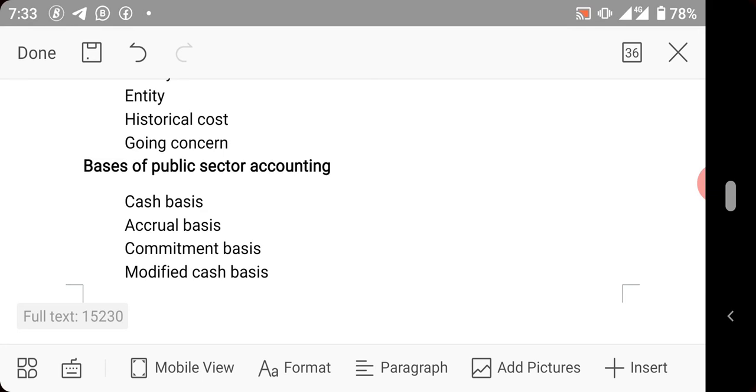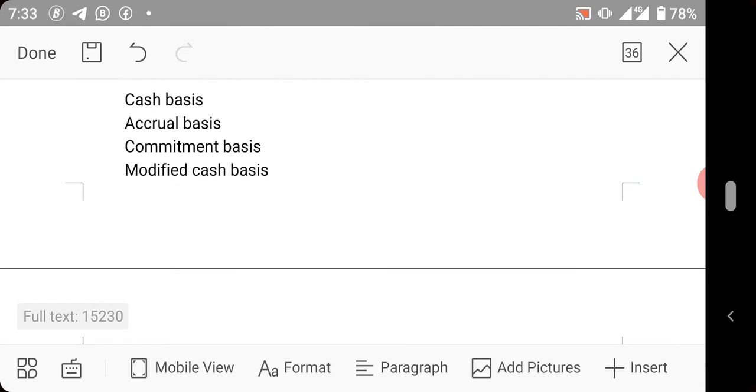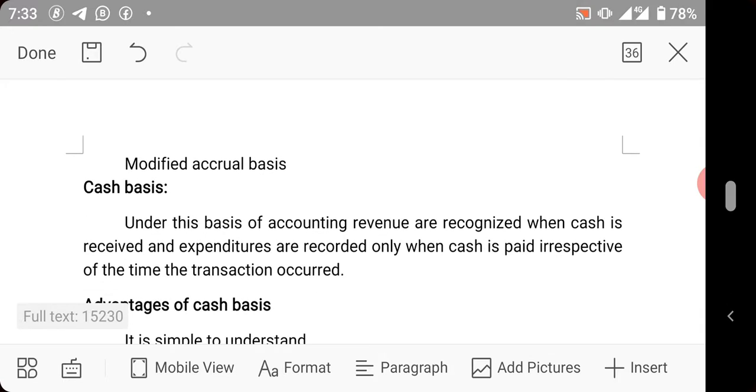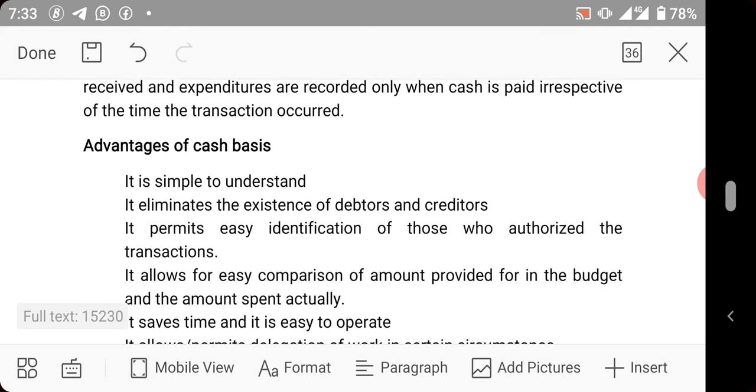So there are 5 bases of public sector accounting: cash basis, accrual basis, commitment basis, modified cash basis, and modified accrual basis. Under cash basis accounting, revenue and expenses are recorded when cash is received and paid. Advantages: it is simple to understand. It eliminates debtors and creditors. There are no debtors, there are no creditors.